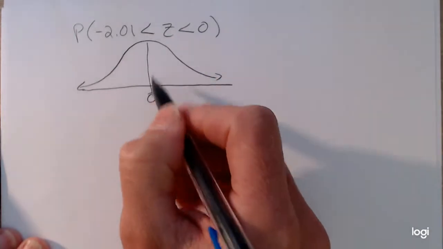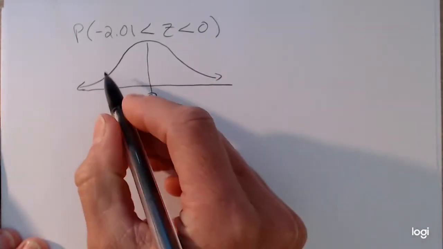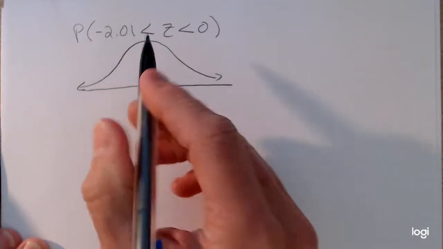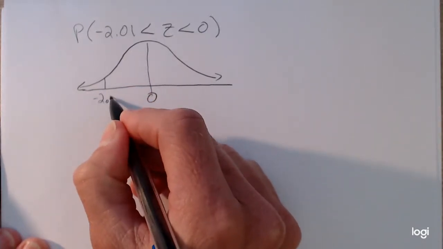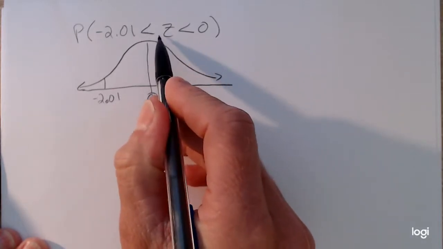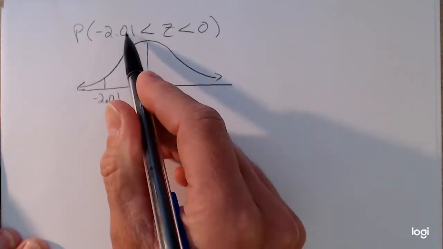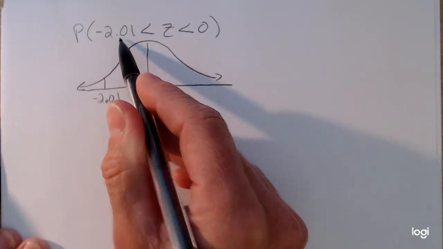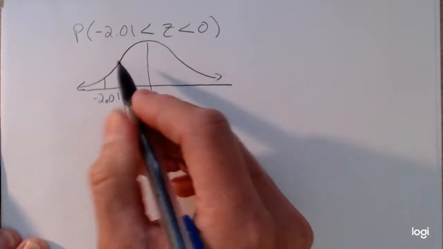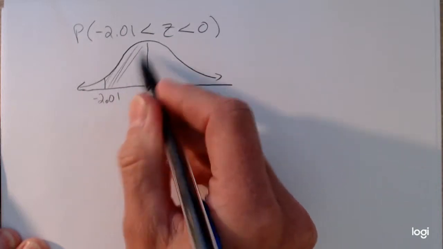So working with standard normal, the mean is 0, and starting at negative 2.01, a little far out there in the tail. And because I'm in between here, my lower bound for this interval is going to be negative 2.01. My upper bound will be 0. I'm going to be shading in between.